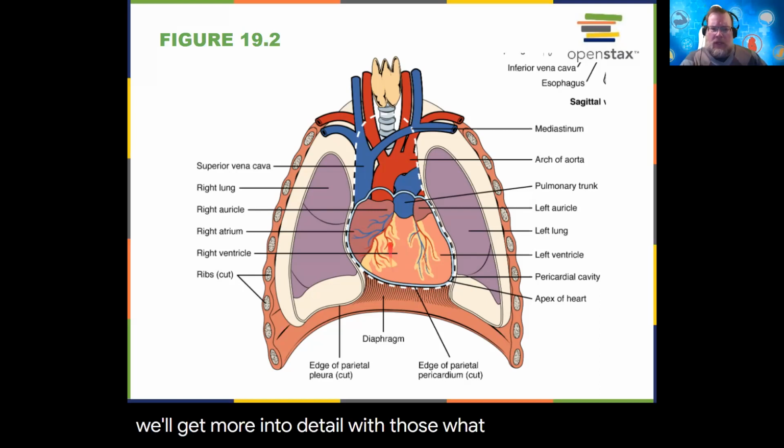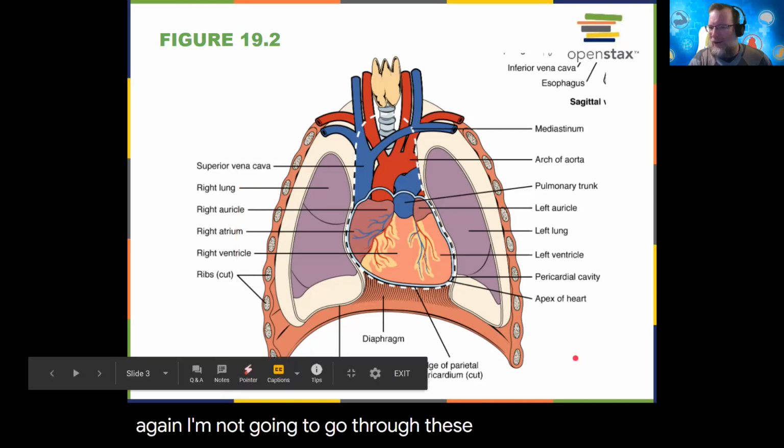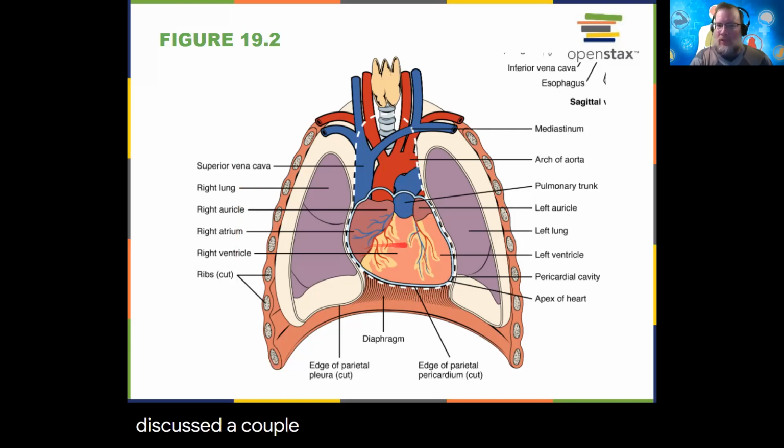What else do you guys notice? Maybe some of the yellow around there. Remember, yellow's indicative of fat, so we do see quite a bit of fat around the heart. Fat's a great insulator, but it also has a lot of stored energy. And again, I'm not going to go through these terms right now. I've discussed a couple of them, but this is really just the introductory. Here's the heart. Here's where it sits.